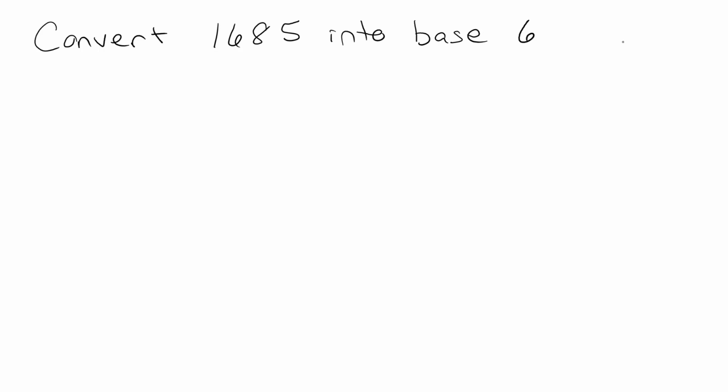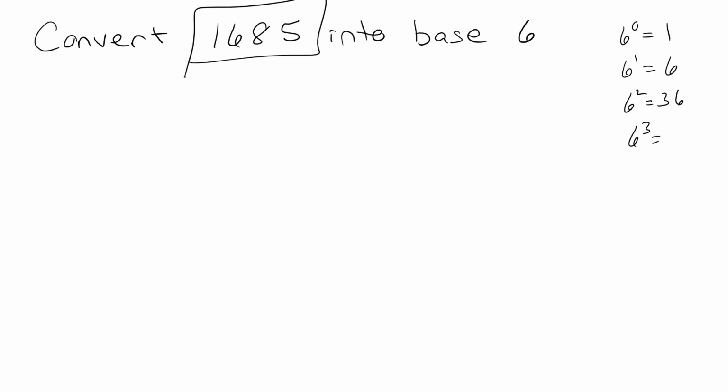I could go ahead and list: 6 to the 0 is 1, 6 to the 1 is 6, 6 squared is 36. Basically I'm trying to see how close I can get to this without going over. 6 to the third is 216. 6 to the fourth is 1296. That's getting close. 6 to the fifth is 7776. Okay, so I got over.